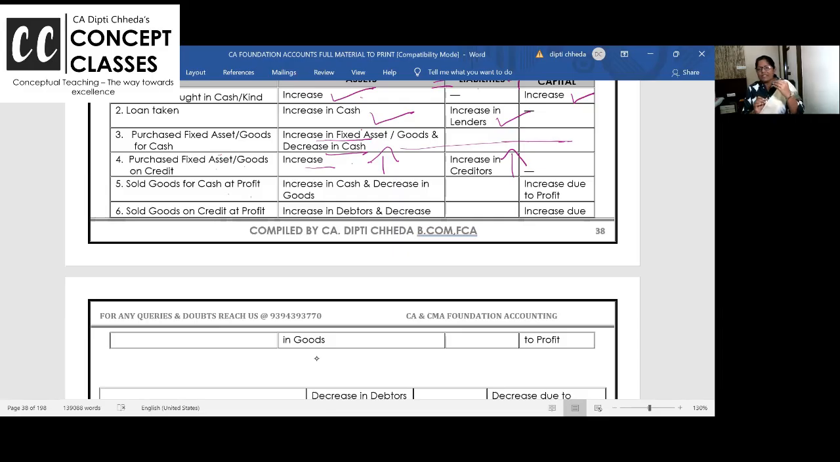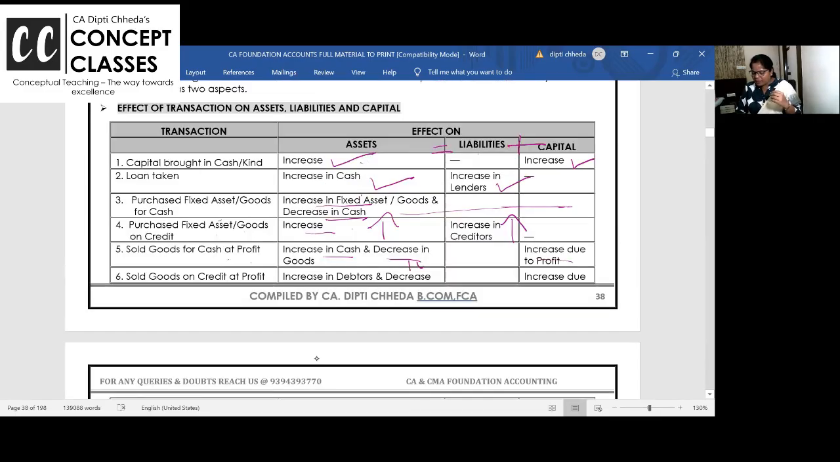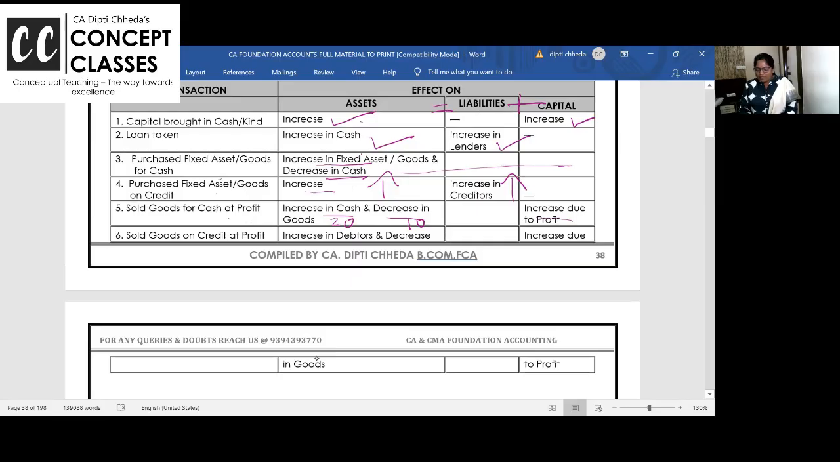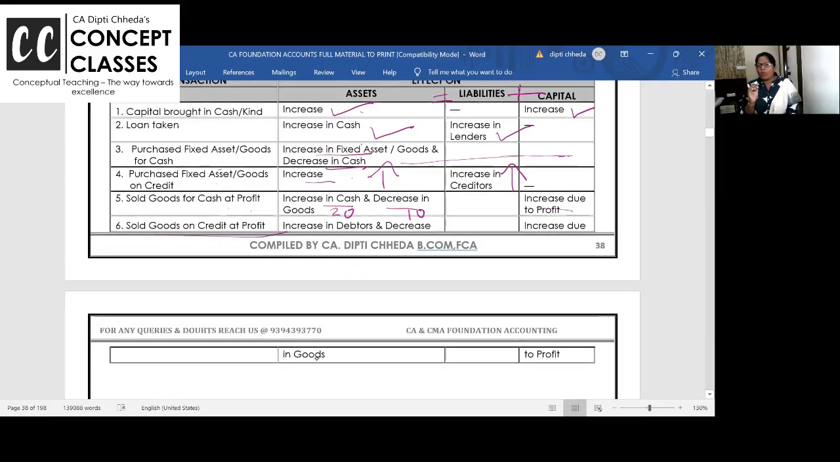Sold goods for cash at a profit. Now, when you sell the goods, cash is increasing, stock is decreasing, and profit is increasing. When you sell stock of 10 rupees at 12 rupees, 20 rupees, so cash is increasing by 20. Stock is decreasing, credit by, stock is going out at cost. And capital is also increasing. Why? Profit. So add it. Did you get it?